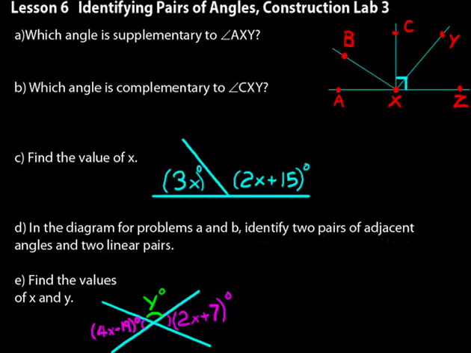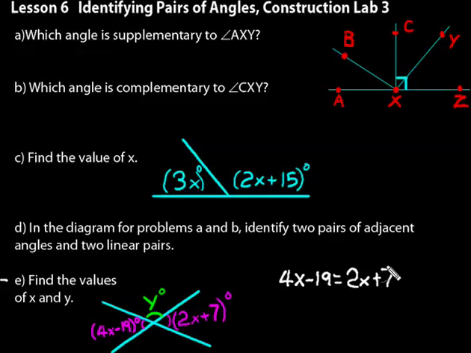So hopefully now you're pretty familiar with adjacent angles, supplementary angles, complementary angles. Let's look at vertical angles in problem E. Find the values of x and y there. Well, first let's remember that those vertical angles are congruent. So we could say, to start out with, that 4x minus 19 is equal to 2x plus 7. And we can solve this for x. Then once we figure that out, we could figure out y, because it's a supplement to those angles.